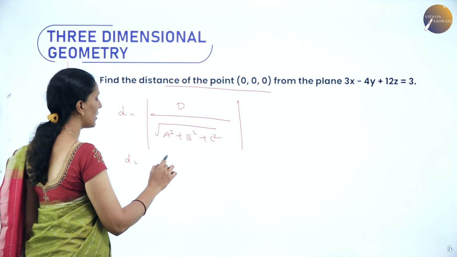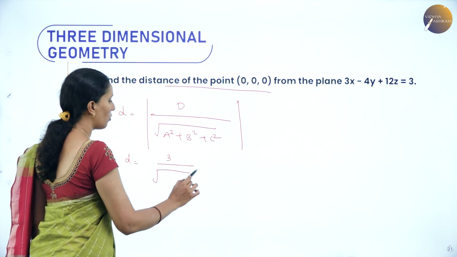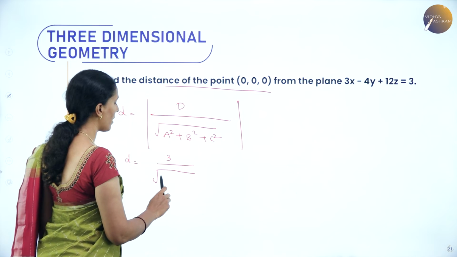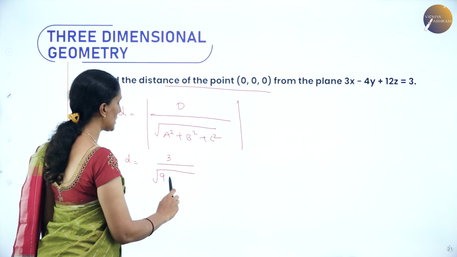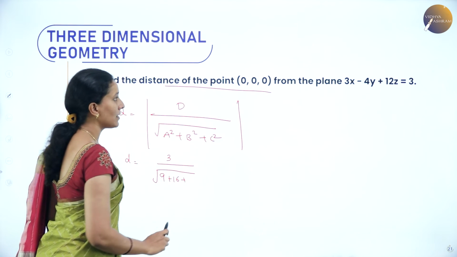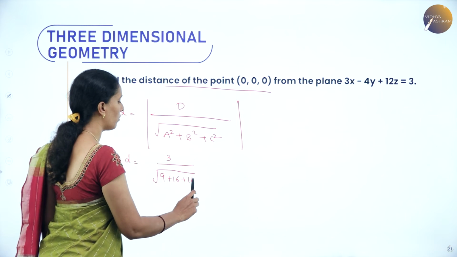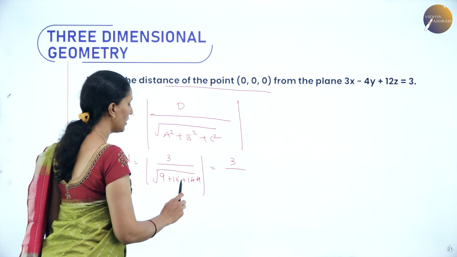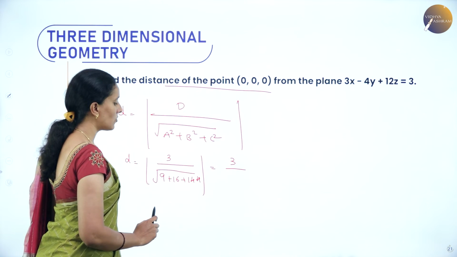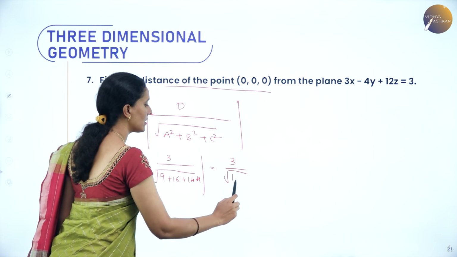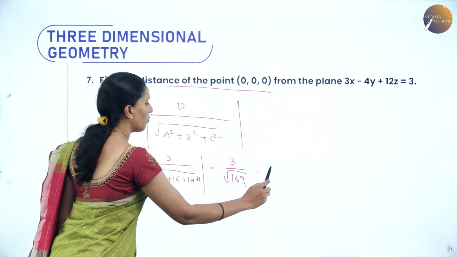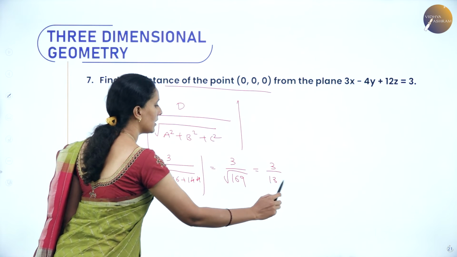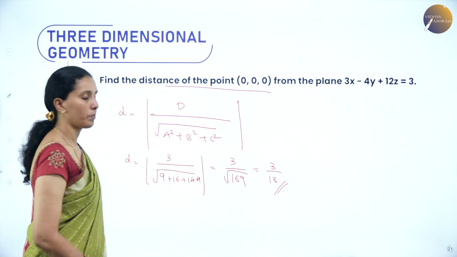So therefore, it is 3 divided by square root of a square is 3 square 9, 4 square is 16, plus 12 square is 144. So we get it as 3 divided by square root of 144 plus 16 plus 9, which is 169. So square root of 169 means it is 3 by 13 units.